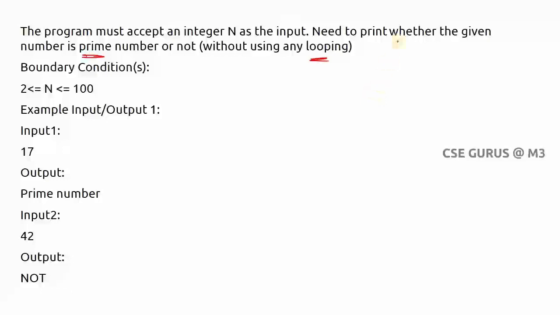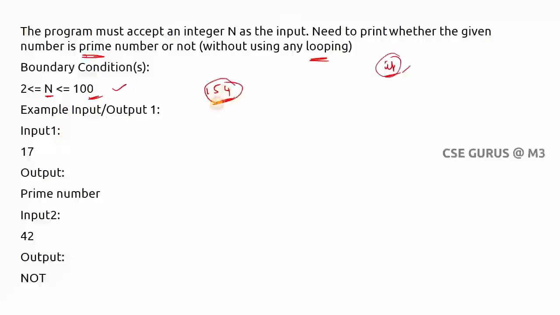And you may use conditions. So maybe you can use if conditions. Okay, so how to answer? And one more thing you can observe here, you are given n number is in between 2 to 100. It's not beyond 100.